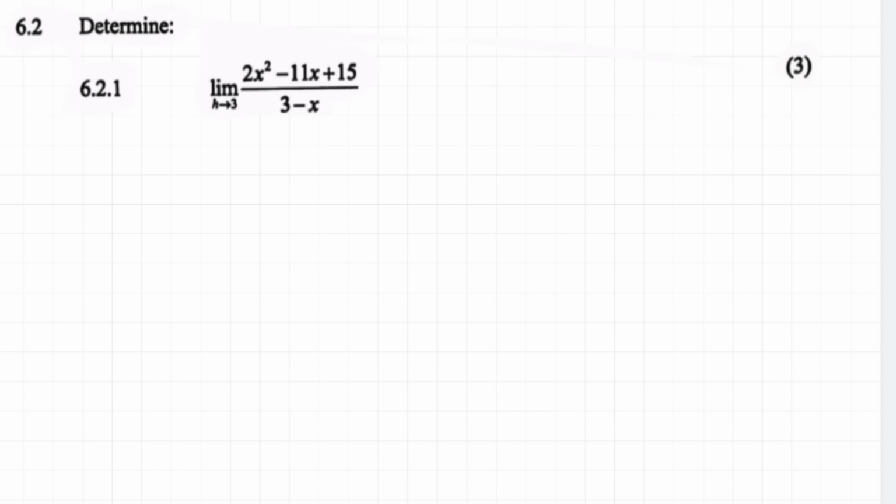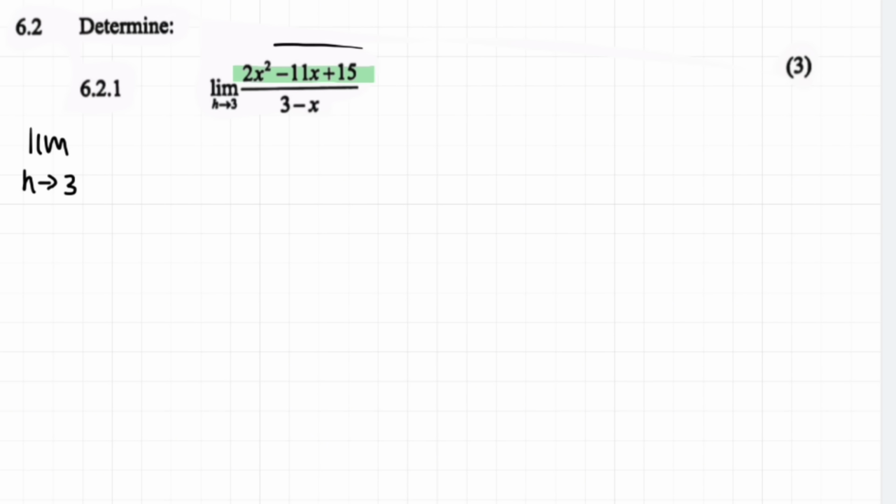6.2.1, they say determine this. So okay, I think we need to first factorize the top one. So we need to first find the factors of this top number over there. So we're going to have limit as h approaches 3. I think here they wanted to say x as it approaches 3, not h, right? Because at the end where there is x, we're going to substitute 3. They wanted to say x here. I just double checked in the question paper.